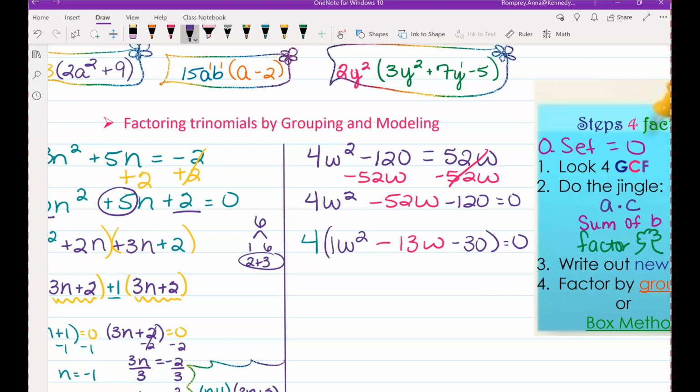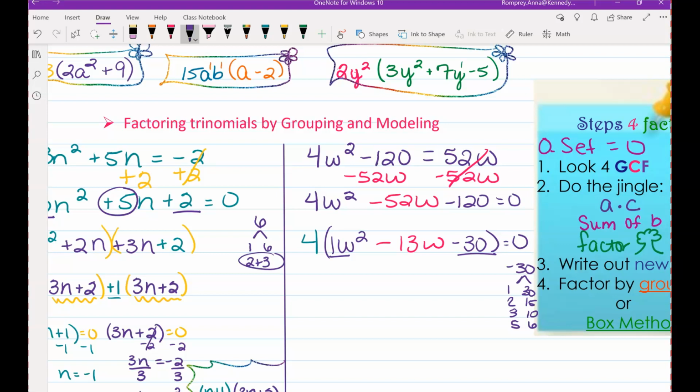Because before, if we would have just done the jingle, A times C, 4 times 120, big number, that would have been a lot of factoring. Whereas now I only have 1 times negative 30, so I'm only factoring negative 30. Much smaller. All right, so it's factors of negative 30 that give us negative 13. So I'm just going to list my factors real quick. 1 and 30, 2 and 15, 3 and 10, 4, no, 5, yes, 5 and 6. And if I go in order, 1, 2, 3, 4, 5, once I wrap around, my next factor would be 6. As long as I've gone in order, I know I've listed them all.